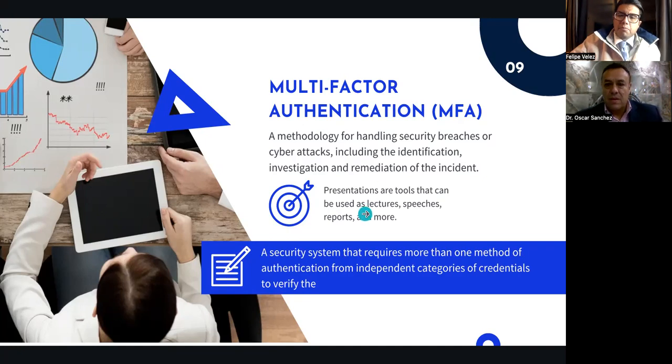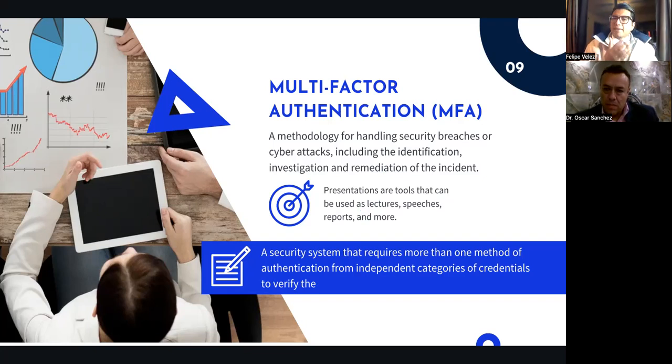Then presentation tools can be used as lectures, speeches, reports, or more. You understand that. Now, MFA is to understand that the cybersecurity is ready. So passwords, a phone call, anything can be an MFA. So you can authenticate that the person is the person who is supposed to be.